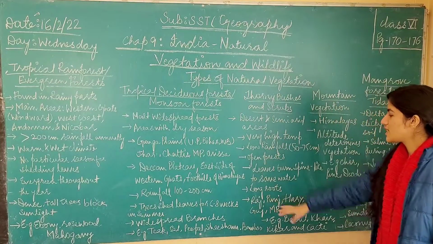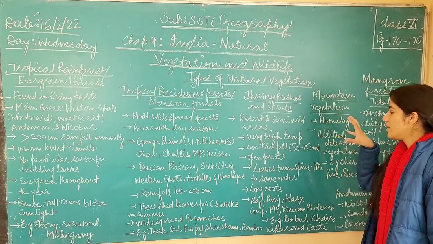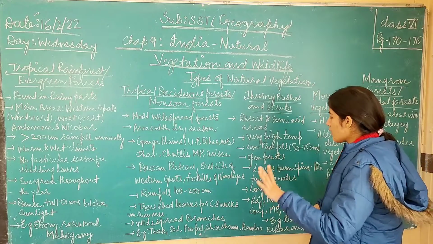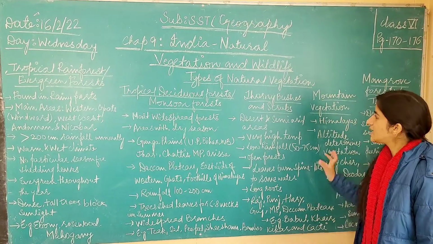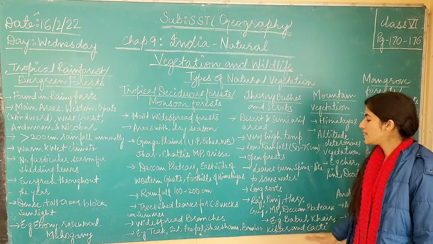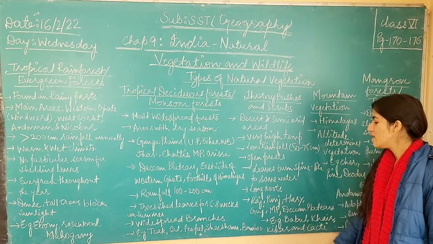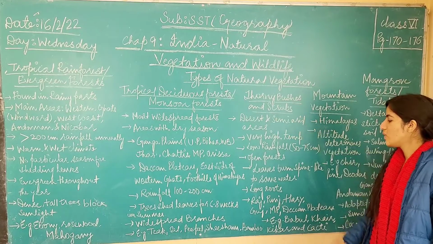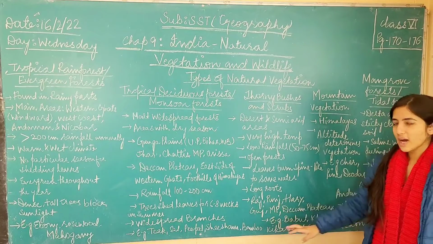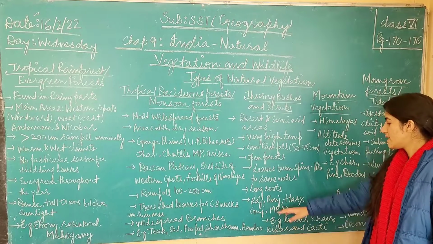Because these areas do not receive much rainfall, they do not have much water content in the upper layer of the soil. That is why the roots reach deep into the soil so that they can get water for the plant. Then these types of plants are found in the states of Rajasthan, Punjab, Haryana, Gujarat, Madhya Pradesh and Deccan Plateau.